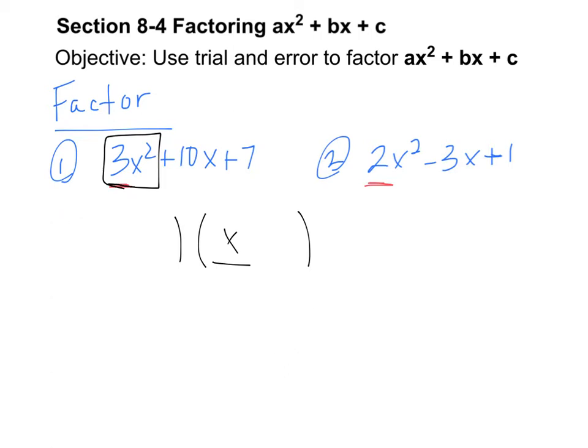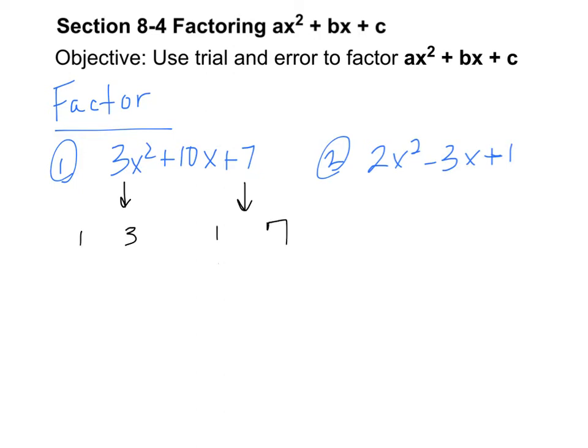Well, it's tricky. And I wish there was just an easy way to teach you this, but there's just not. So what we're going to end up doing is trial and error. I think that's just the safest way to universally teach how to factor something like this. So let's go through this. What am I talking about? Well, let's list out all the factors of 3: 1 and 3. And then let's list out all the factors of 7: 1 and 7.